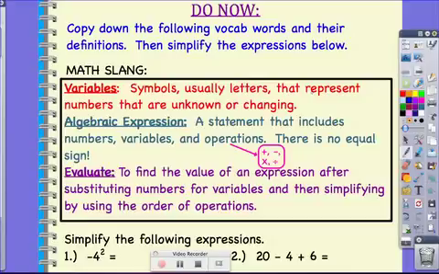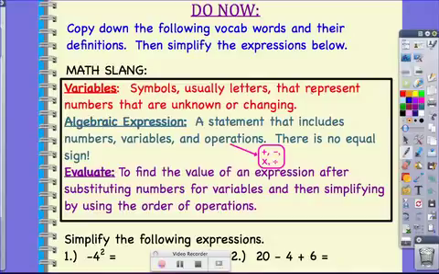After this lesson, students will be able to evaluate and simplify algebraic expressions by following the order of operations and combining like terms. Important vocabulary for this section are variables, algebraic expressions, and evaluate. Variables are symbols, usually letters, that represent numbers that are unknown or changing. Algebraic expressions are statements that include numbers, variables, and operations, which are addition, subtraction, multiplication, and division.